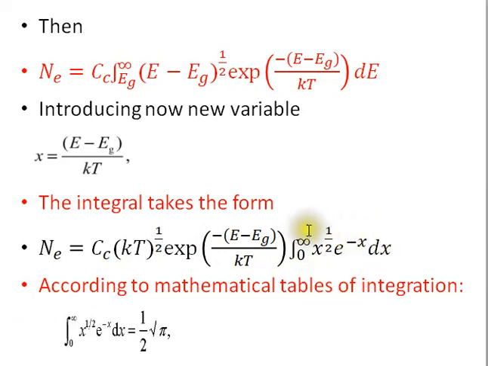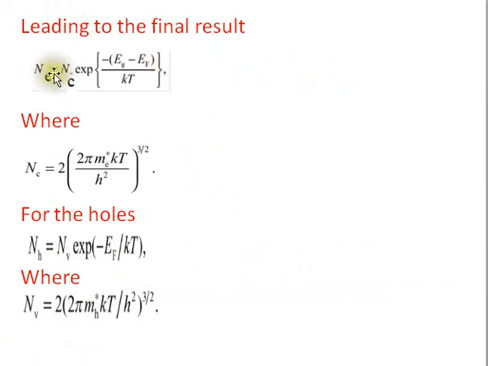Now if you go to some standard integration tables, you find that the integral of this, X raised to power half exponential minus X, is integration by parts, and the essence of this course is not to show how to integrate. So from standard integration table, this is given by a half square root of pi if you take this limit from 0 to infinity. Now if we do that, finally our Ne, which is the concentration of the electrons, will be equal to Nc exponential this, where our Nc is given by this, that is 2 into 2 pi m asterisk subscript e KT all over h square, everything raised to power 3 over 2.